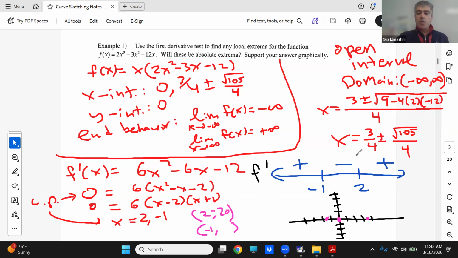Okay. By the way, that's gonna be a local min because those are my critical points. That's where my high and low points are gonna be, because we said derivative equals 0 there. That's why. And at negative 1, that's gonna be a local max.